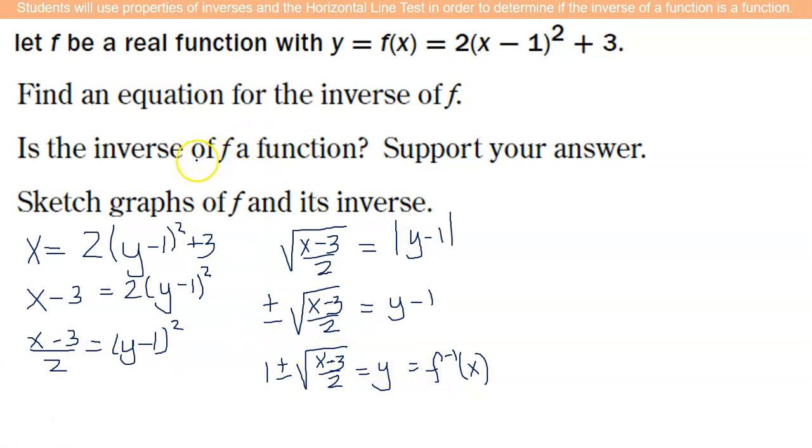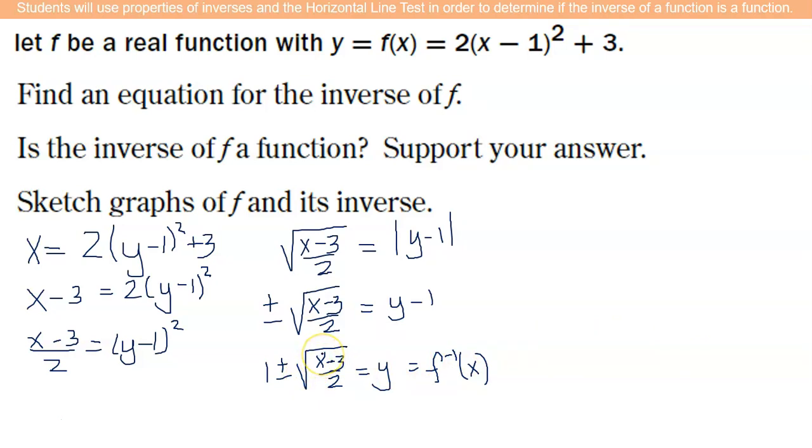Is the inverse a function? I'm going to say no, because this was a parabola. So all I have to do to show that it's not a function is find one point that's going to repeat. So if I put in, let's see, 4.